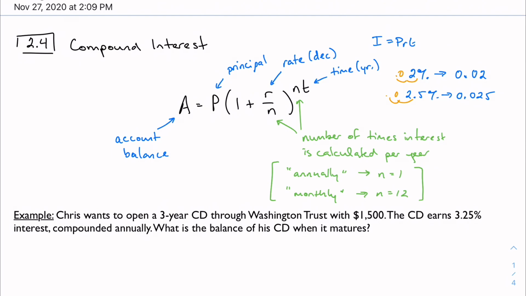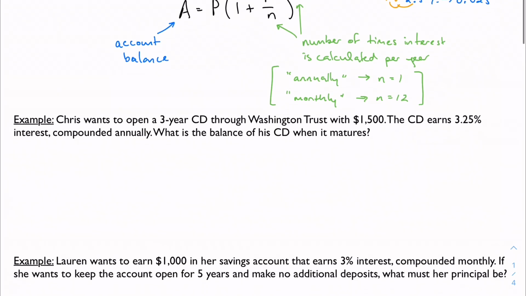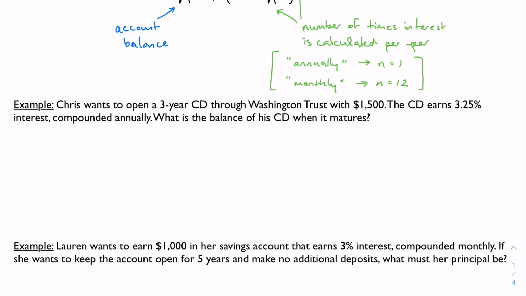So let's actually put this to work and try a couple problems. Here's my first example. Chris wants to open a 3-year CD through Washington Trust with $1,500. The CD earns 3.25% interest compounded annually. What is the balance of his CD when it matures?